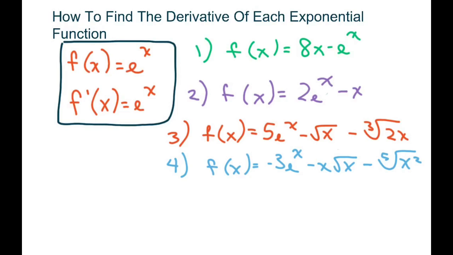Find the derivative of each exponential function. The derivative of e to the x is simply e to the x. And these are the 4 problems we're going to do. The first 2 are easy, and the second 2 have radicals in them.